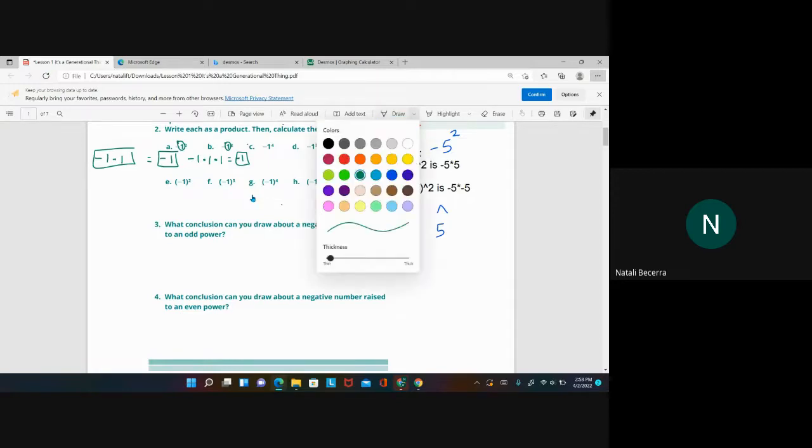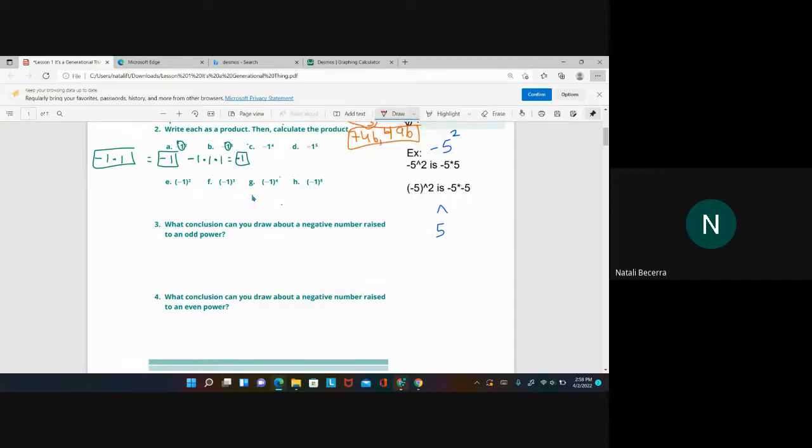And then -1 to the power of 4. So again, negative sign. My base is 1. 1, 2, 3, 4. This gives me -1. And you get the point, right? You can do D by yourself. I'll let you do D by yourself. All right.